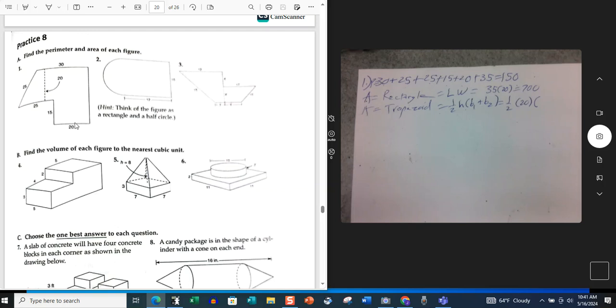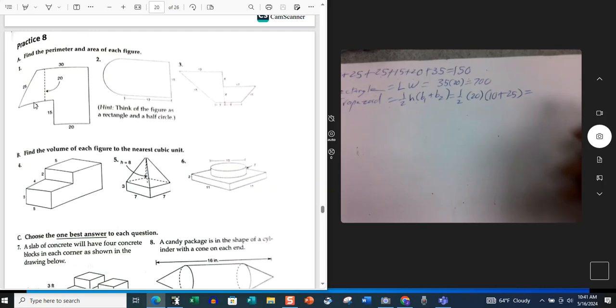Now we know from here to here is 20. So that means for the top of the trapezoid, that should just be 10, because this whole side here is 30. So from here to here should be 10. That'll be the smaller base. And then the larger base from here to here is 25.